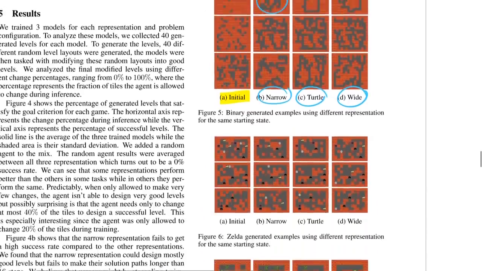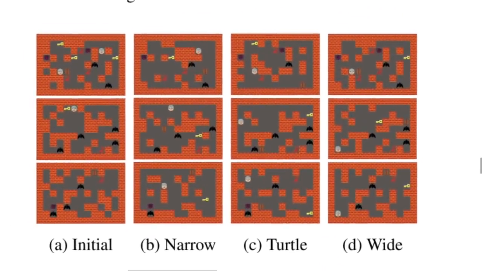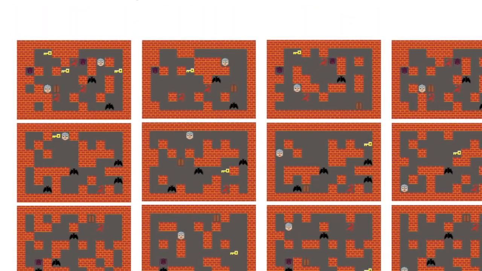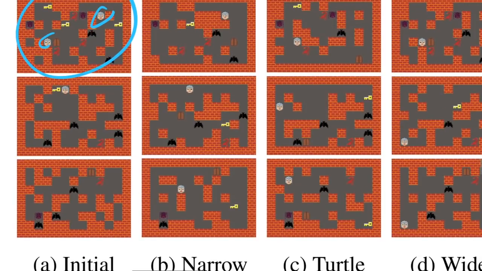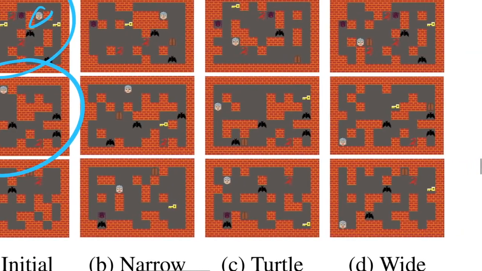All right, and you see the same thing here for this Zelda game. Here you can see the starting state often involves, let's say, 2 players and 3 keys, and that's an invalid starting state, and sometimes the door cannot be reached. Sometimes the door is actually not even there, like here. And you can see that all of the agents sort of learn to make at least valid levels, where you have the player and the door and the key right here, being able to reach everything.